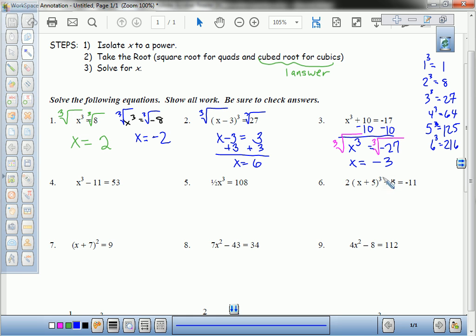I thought it would be 3i because it's a negative. Okay, that would be true if we were taking an even root, like a square root. But if we think about what is negative 3 times negative 3 times negative 3, that is negative 27. So that's why there's no i. We only get i when we're taking even roots. Really, square roots are the even roots we take.